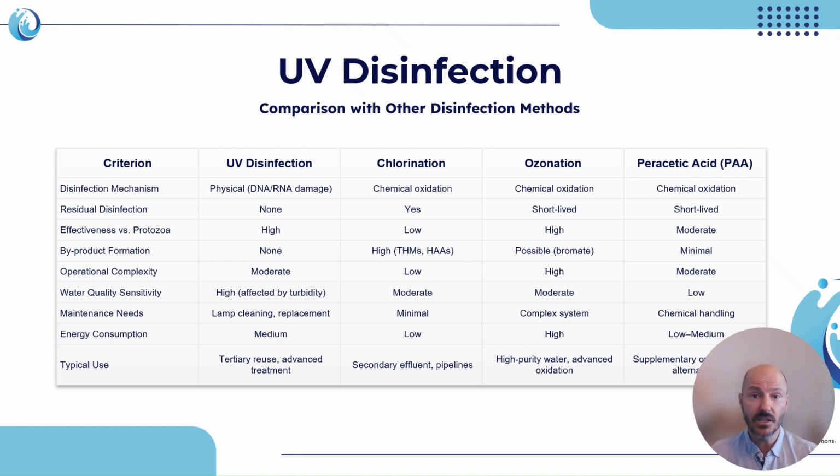UV disinfection is a robust, non-chemical and environmentally friendly technology well suited for wastewater reuse, where maintaining high-quality effluent and minimizing byproducts are priorities. However, it requires well-clarified effluent, careful maintenance, and may need to be combined with a residual disinfectant such as chlorine or peracetic acid when post-treatment microbial regrowth is a concern.